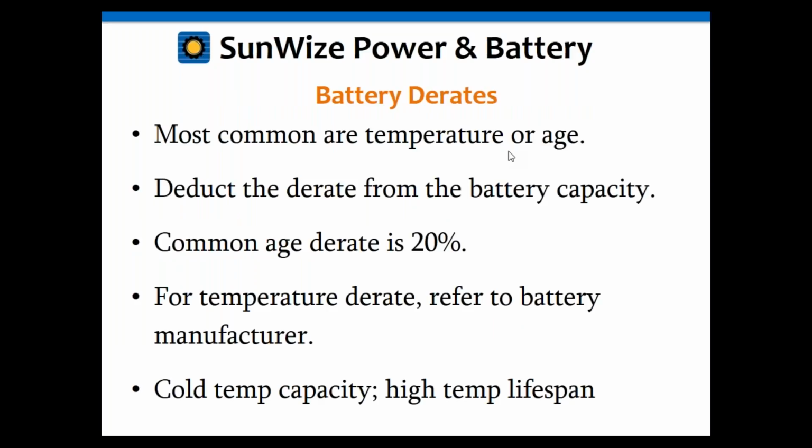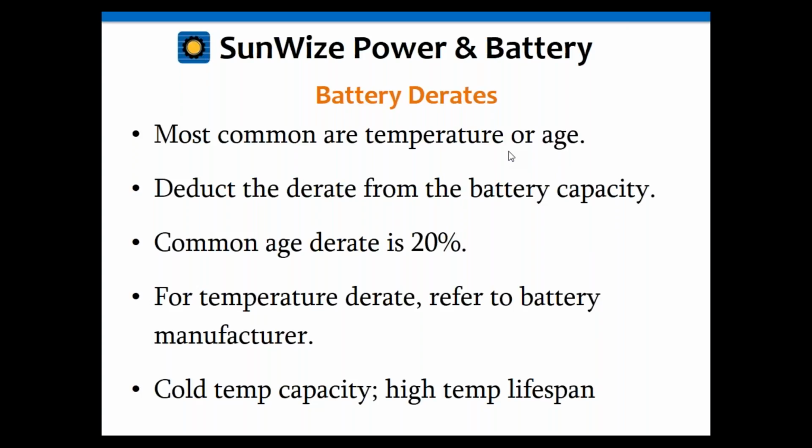Some of the battery derates to take into account are temperature and aging, those are the most common ones. You want to deduct that from the battery capacity itself. So basically, going back to say a Group 27 battery, it's about a 100 amp hour battery, but if the battery is derated, so 85% of it is gone at 0 degrees C, then that means that 100 amp hour battery is only 85 amp hours. Okay, and I'll have a curve on that in just a minute.